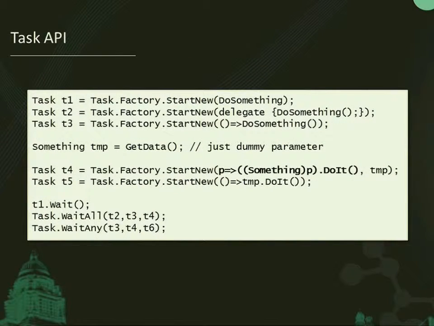That's the task API. We definitely use the task API. There are different ways you could start a task. I like the lambda syntax. If you don't like the lambda syntax, you don't have to use it. You can just pass a method name of an existing method, or you can use the delegate syntax if you prefer this for whatever reason. And then you can call wait or wait all, wait any. We talked about this one.